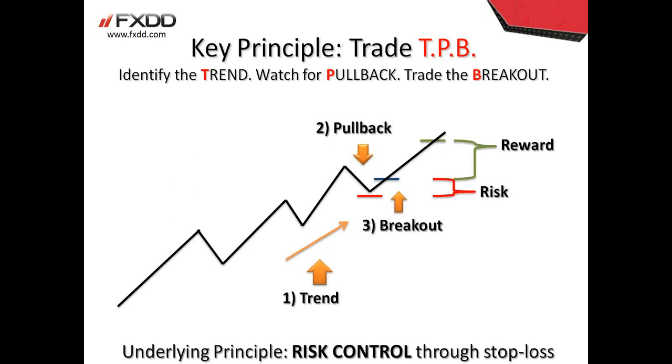Okay, so the key principle is TPV. TPV stands for trend, pullback, and breakout. And basically what you're looking for, if you take a look at this very simple diagram, number one is the T, which is trend. So you're looking for a trend. In this case, it's an uptrend, as we can see from this diagram. But it could just as easily be a downtrend. It doesn't matter. Uptrend, downtrend, it's the same thing, just opposite.